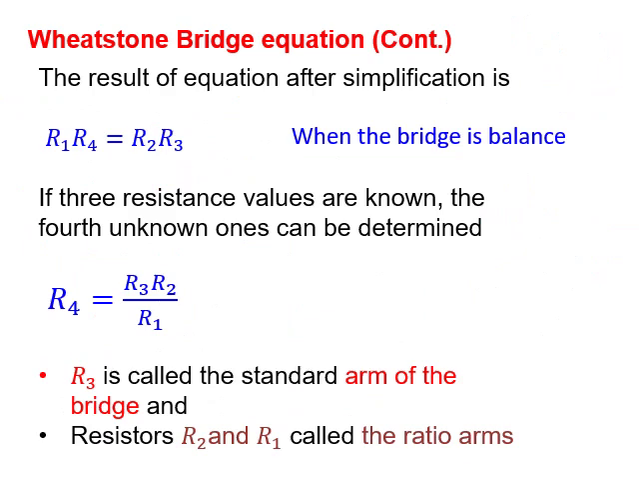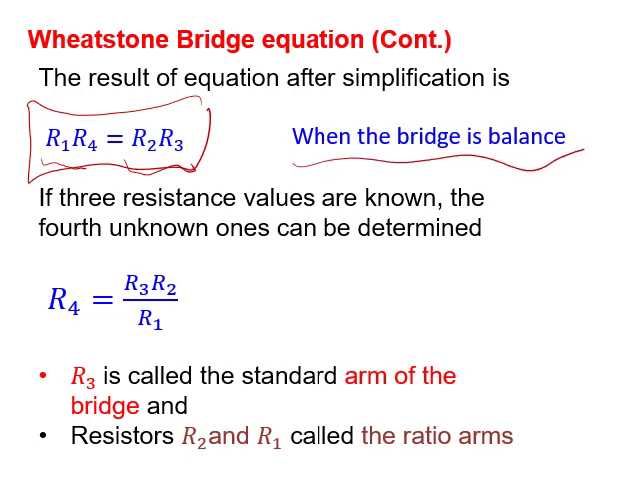Here, if I simplify the equation shown earlier by cross multiplying its sides, you are going to end up with R1 into R4 equal to R2 into R3. And this situation will be only when the bridge is balanced. Now keep in your mind that I am looking for the value of R4. So if I want to calculate R4, I can rearrange the equation to get the value of R4.